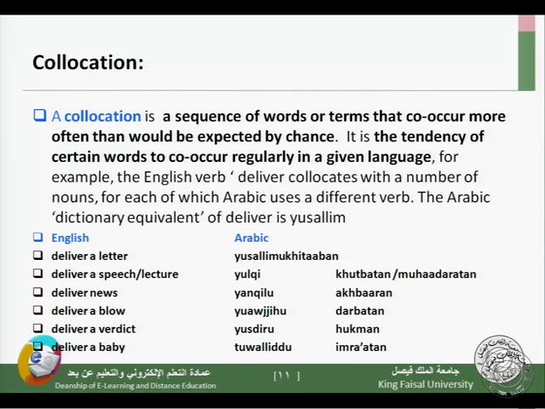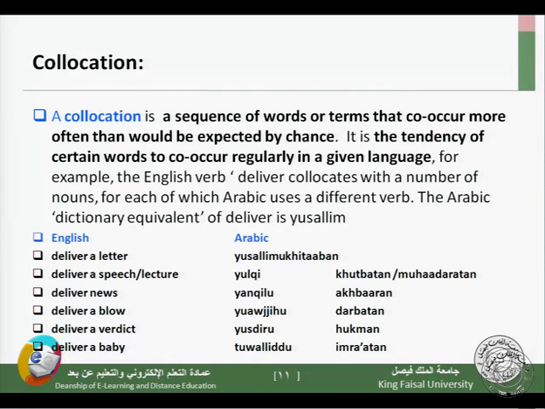Now, look at, for instance, an example. I'll give you one example. The English verb deliver collocates with a number of nouns, for each of which Arabic uses a different verb. I've given you a comparison between English and Arabic, and you see the type of collocates Arabic uses and the type of collocates English uses. A collocate means a pattern. Now, look at English. We have deliver, a letter, the same verb, but what comes after it is two words. That's why I said above word level. Above word level means more than one word.